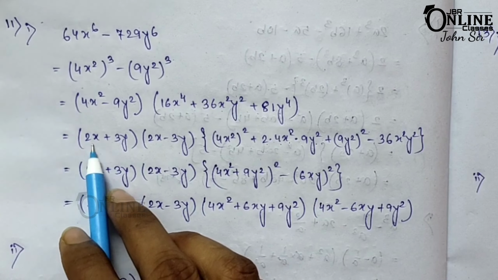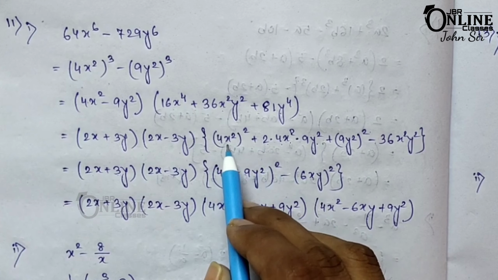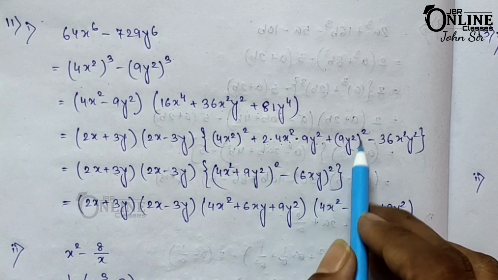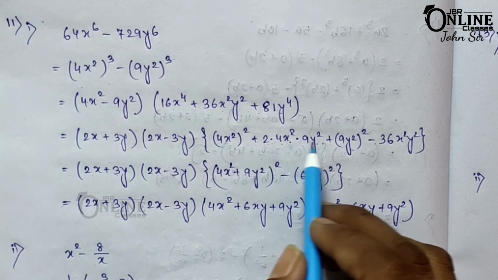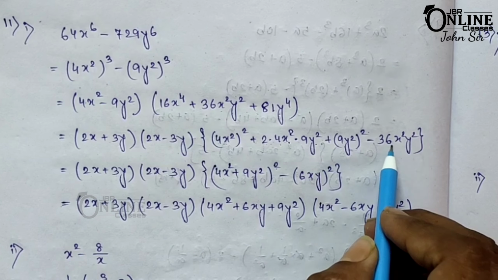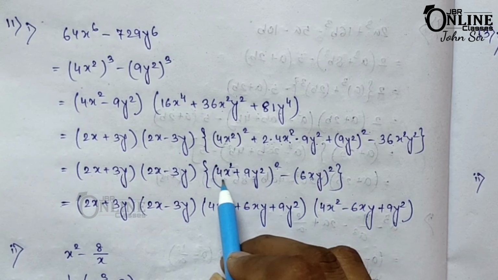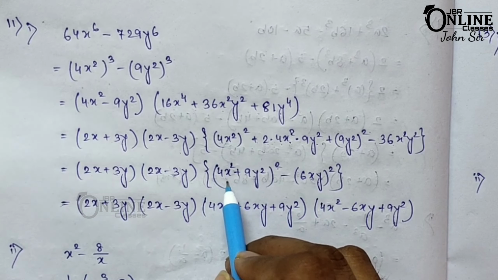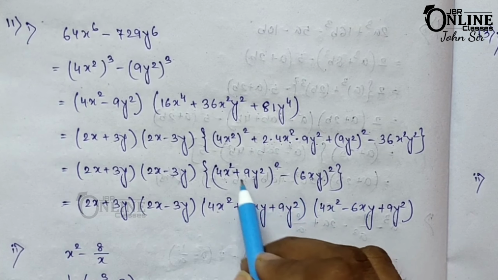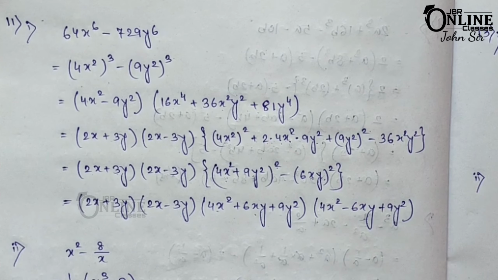Okay, so the first two terms will be the same, 2x plus 3y into 2x minus 3y. Now here first, second and third, from this portion you can apply the formula a square plus 2ab plus b square. That means a plus b whole square formula. And the last part becomes 6xy whole square. Okay, so you can treat this one as the formula of a square minus b square. So a plus b and then a minus b. So the full answer will be here.